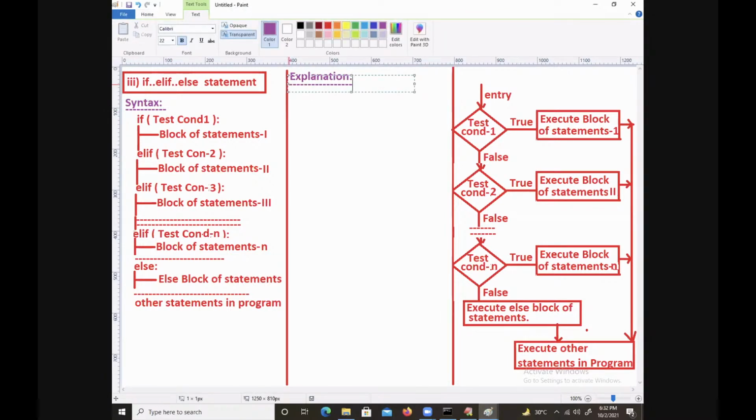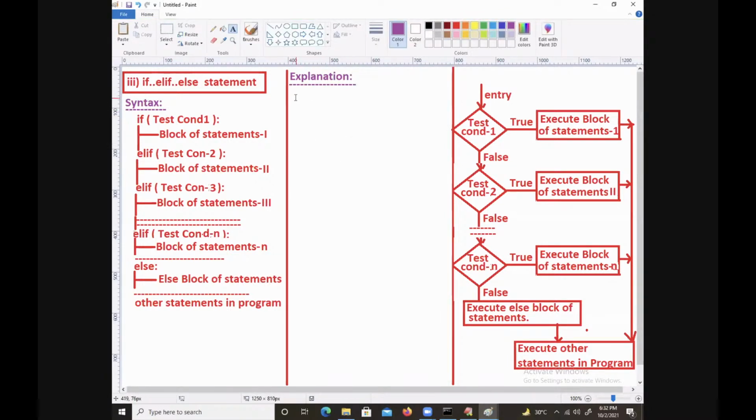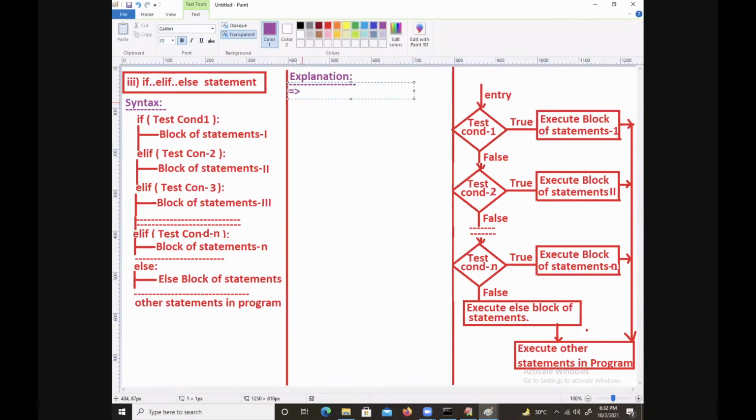Of course, I gave it in the diagrammatic format, but if anybody asks you what the execution process is, tell me what the keywords are here. If is one keyword. Next is called what? Else. If, else, elif are the keywords.